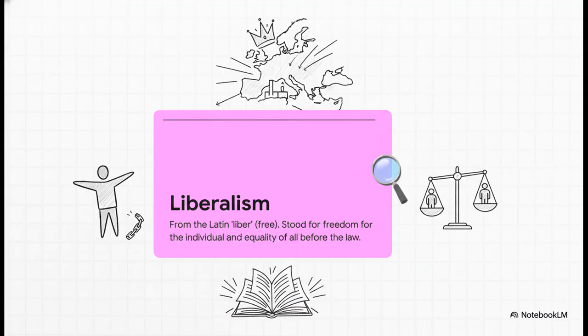The word liberalism comes from the Latin word liber, which means free. So for the new middle class, liberalism stood for two very important things. First, freedom for every individual, and second, equality of all people before the law. In a society with kings and serfs, these were very revolutionary ideas indeed.